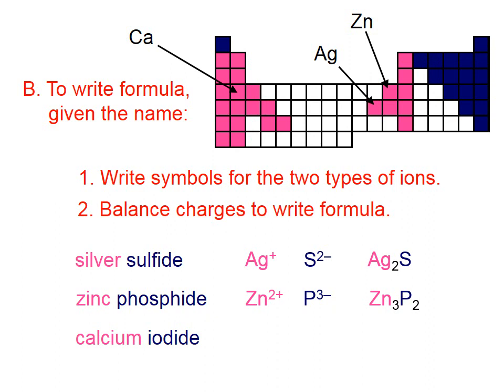Finally, calcium. Calcium is an alkaline earth metal, so it always gets a charge of 2 plus. And the iodide ion, let's see if I can find iodine. How about right there? Iodine is right here. It's going to want to gain 1 electron. So it will have a symbol of I minus. How many of each one do I need to give us a neutral compound? 1 calcium and 2 iodines.